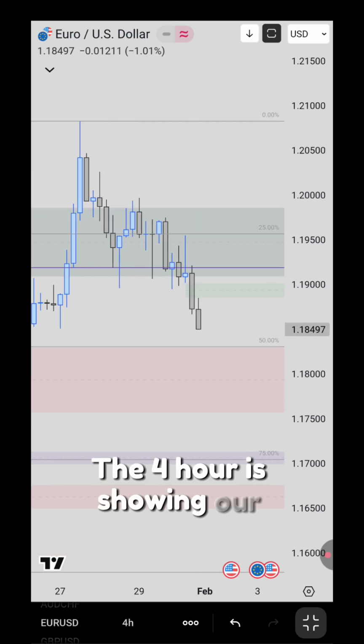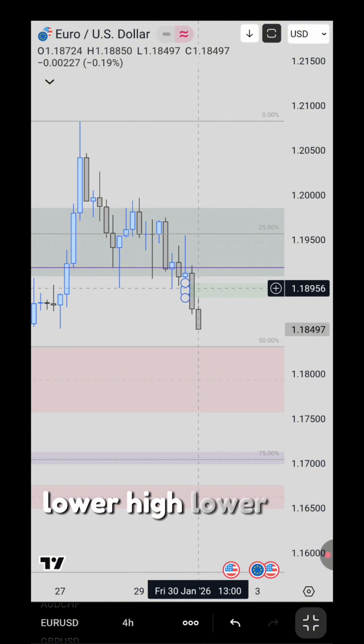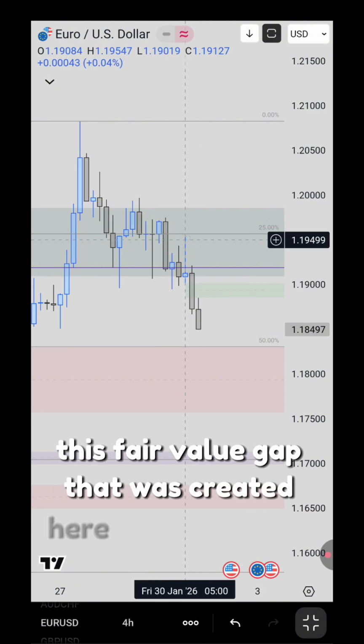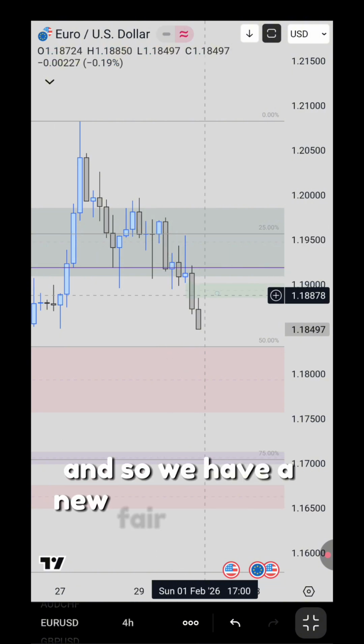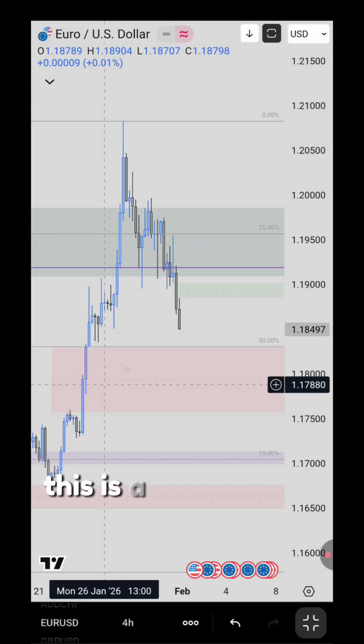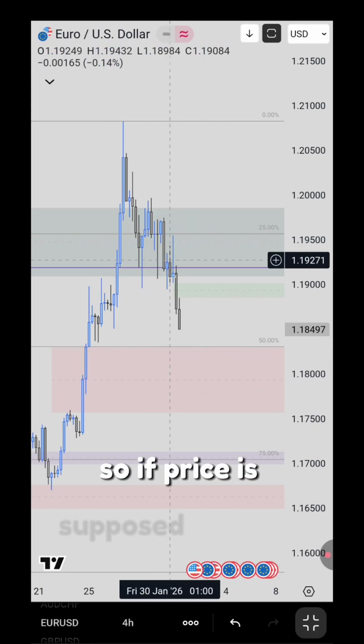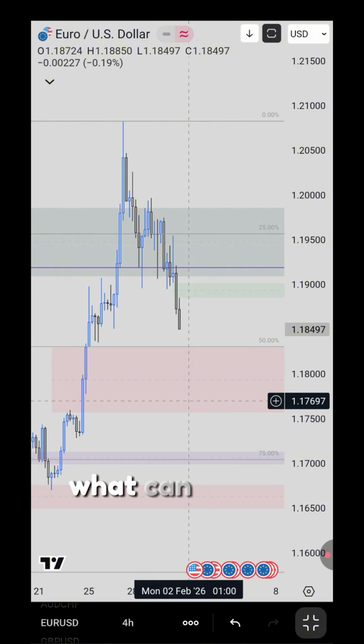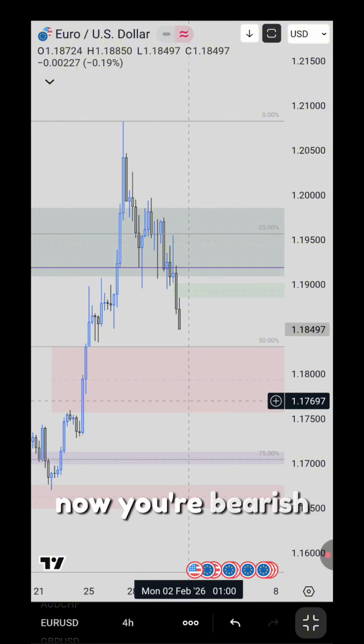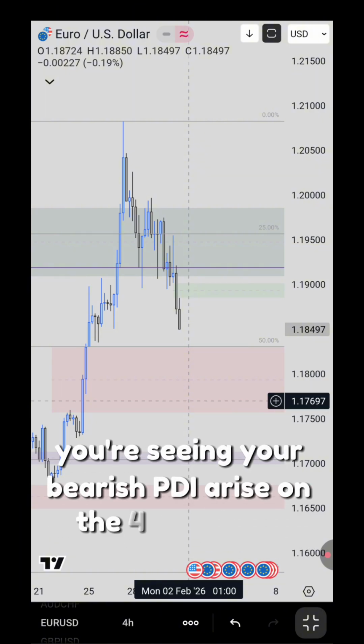The 4-hour is showing our downtrend, lower high, lower low. This fair value gap that was created here has been filled in, and so we have a new fair value gap here. This is a bullish daily fair value gap and it's sitting at 50% of the range. So if price is supposed to trade back into the range, what can you be expecting now? You're bearish. You're seeing your bearish PDR raise on the 4-hour time frame.